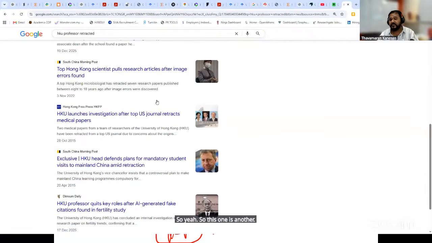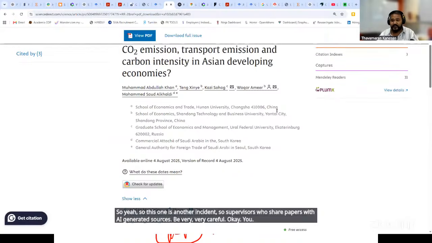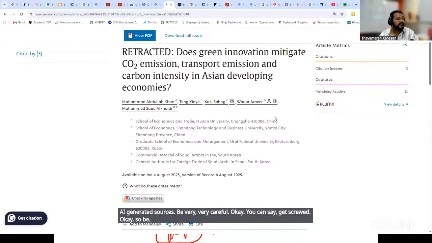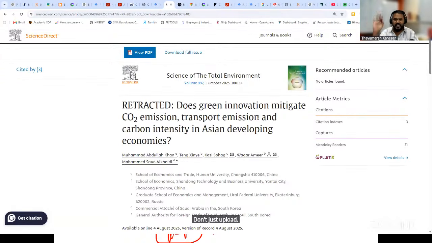Supervisors who share papers with AI-generated sources, be very, very careful. You guys can get screwed. You need to double check the references. You need to double check the content. You need to make sure the content is really coming from the paper. You need to spend time reading the paper. Don't just upload, summarize, paste, upload, summarize, paste. Doesn't work.